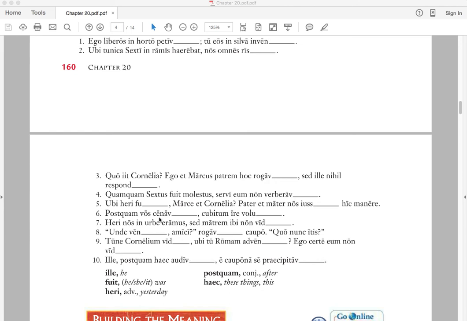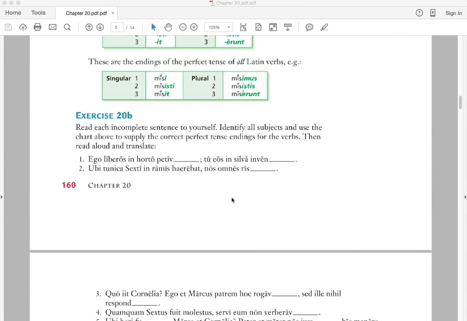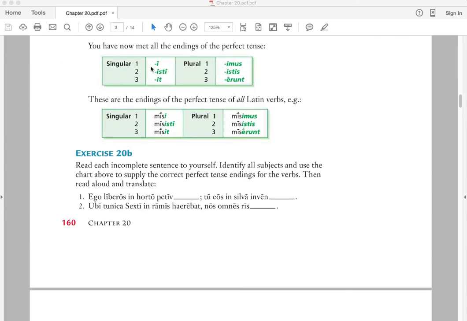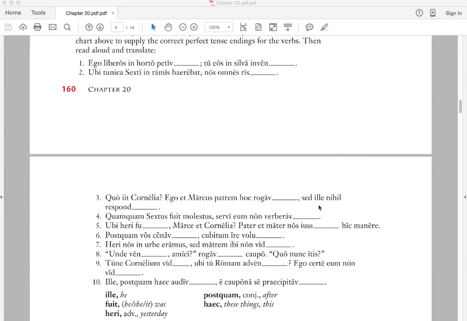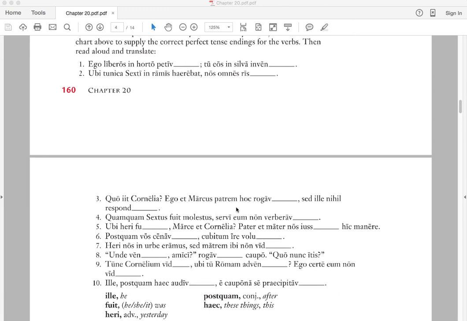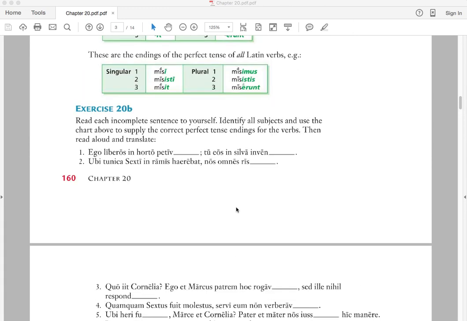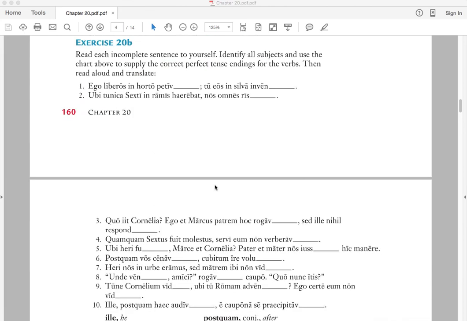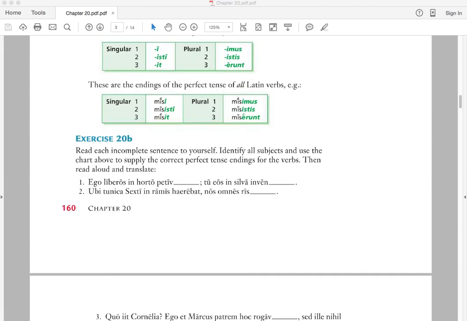So think about who the subject of each of the verbs is. Go back to the chart until you have these memorized, which I always urge you to do, and then plug in the right endings. It's actually a fairly straightforward exercise. And then make sure your translations reflect perfect tense, past completed action, not present tense, not imperfect tense, but all verbs should be perfect. Okay, that's it for this one, and we'll look at 20E next.